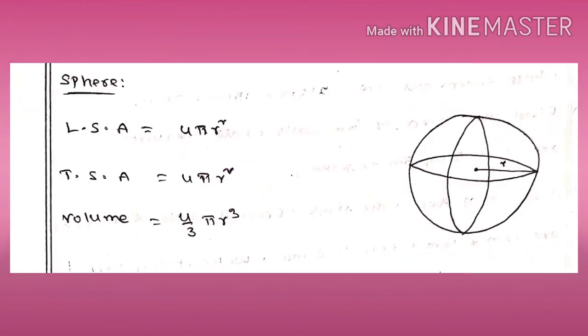Now next, sphere. LSA, lateral surface area of a sphere is equal to 4 pi r square. Total surface area of a sphere is also the same, 4 pi r square, and volume of a sphere is equal to 4/3 pi r cube. LSA 4 pi r square, TSA also 4 pi r square, and volume is equal to 4 by 3 pi r cube. Here r is called radius of a sphere. Okay, let's go for the next object.